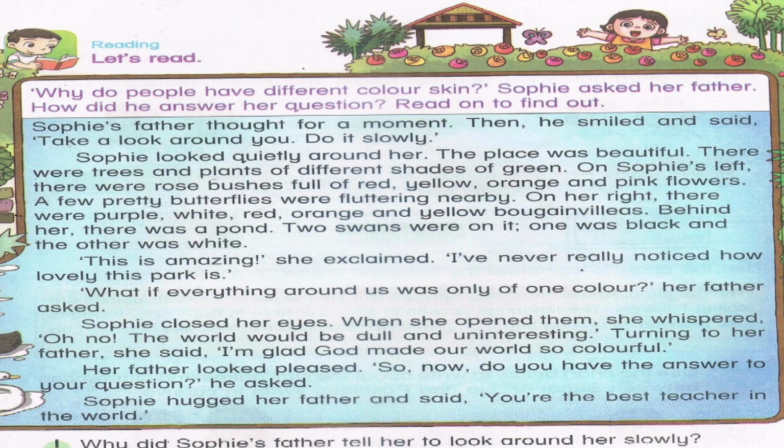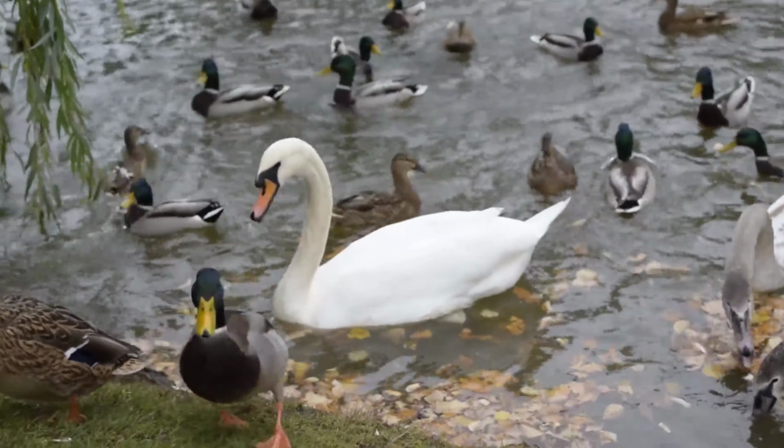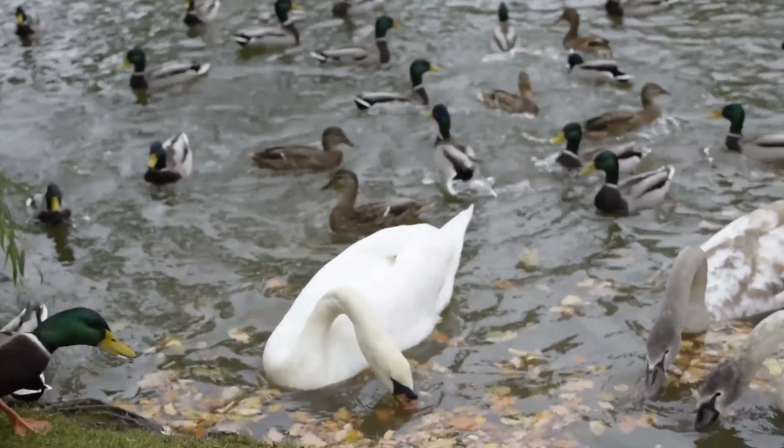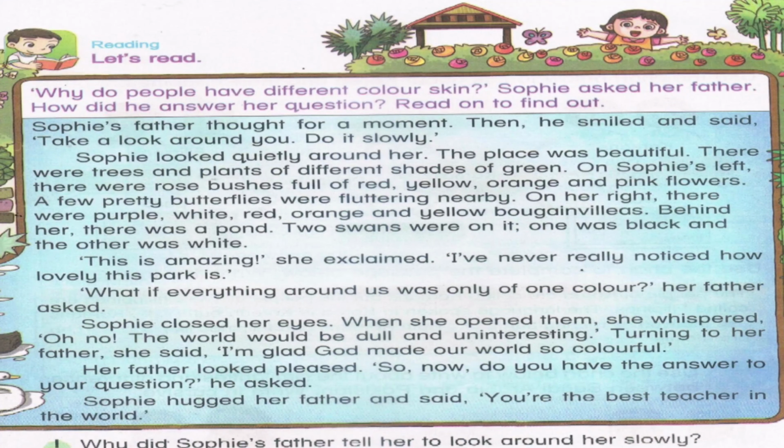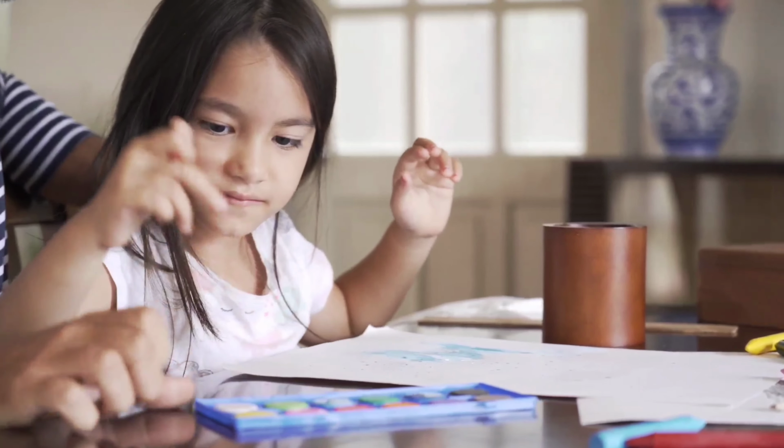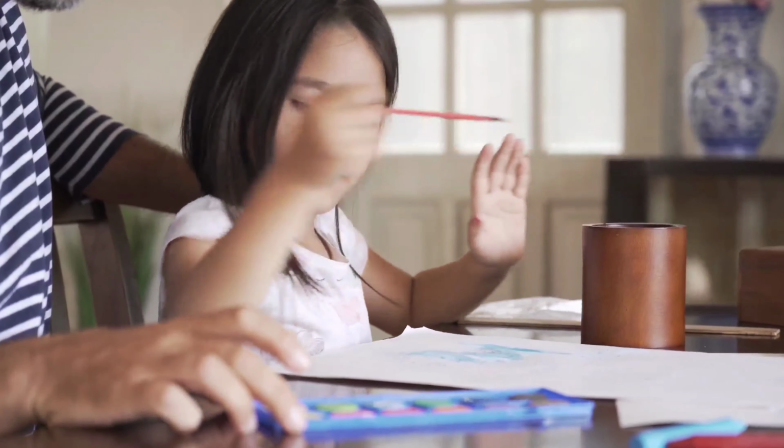Behind her, there was a pond. Two swans were on it. One was black and the other was white. "This is amazing!" she exclaimed. "I never really noticed how lovely this park is." "What if everything around us was only of one color?"